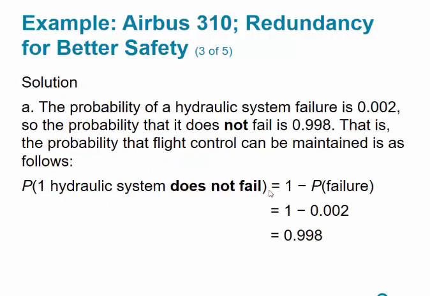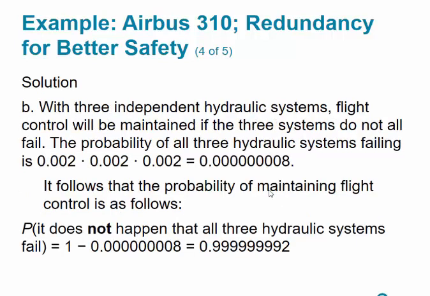So for part A, the probability of hydraulic system failure is 0.002, so the probability that it does not fail is 0.998. That is, the probability that flight control can be maintained is as follows: the probability that one hydraulic system does not fail is equal to 1 minus the probability of failure, which is 0.998. Now, with 3 independent hydraulic systems, flight control will be maintained if the 3 systems do not all fail. So the probability of all 3 hydraulic systems failing is 0.002 to the 3rd power, because there are 3 of them. So you can see it's a really small chance. It follows that the probability of maintaining flight control is 0.9999992. So it's almost 1.